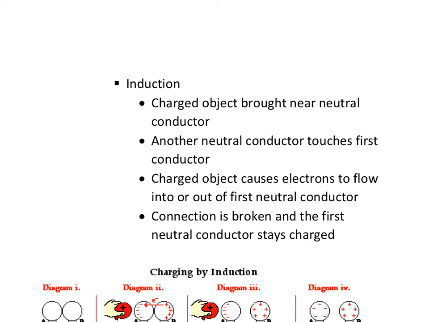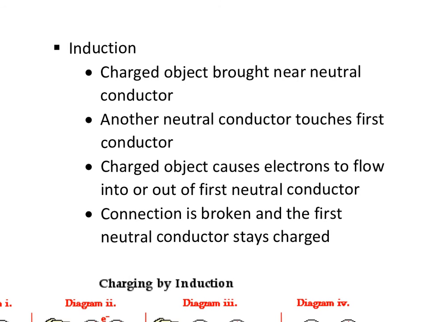The third method of charging is induction. This is probably the most confusing one. With induction, you have a charged object brought near a neutral conductor. You have another neutral conductor touching the first conductor. The charged object is going to make electrons flow either into or out of the first conductor, depending on whether the original charged object is positive or negative. Then the connection is broken and the neutral conductor stays charged. I know it sounds confusing, so let's look at what's actually happening.